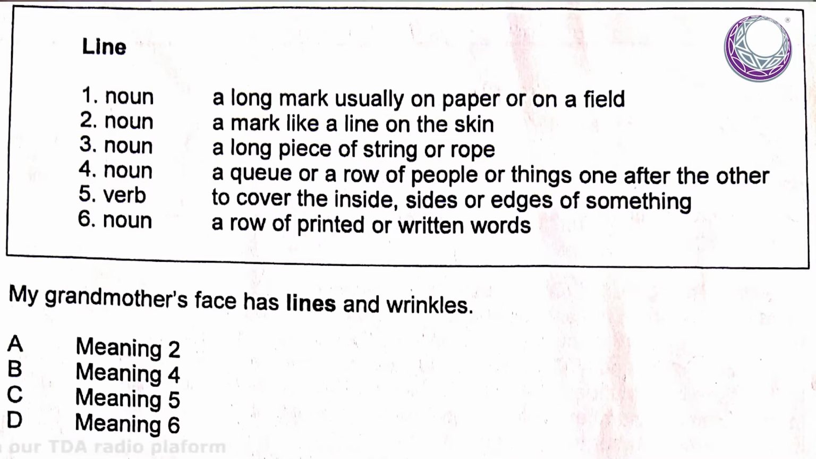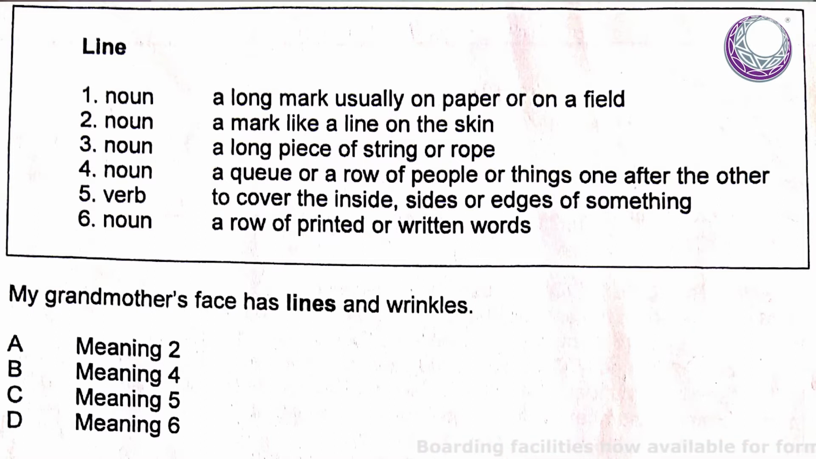So when you check which meaning is the same as the word lines used in sentence 1, we can go back to our table. Our table says, meaning 1 says a long mark usually on a paper or on a field. But if we relate this to number 1, there's no correspondence there, because this is talking about the grandmother's face and the lines and the wrinkles. So it has to do with something that we need to look for.